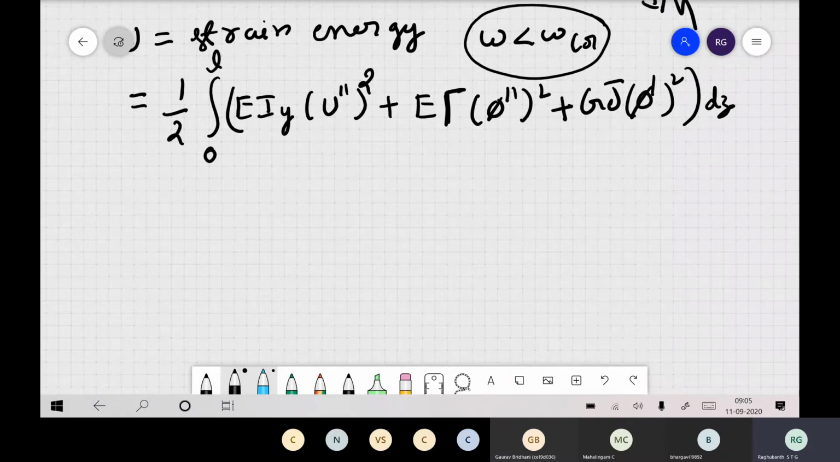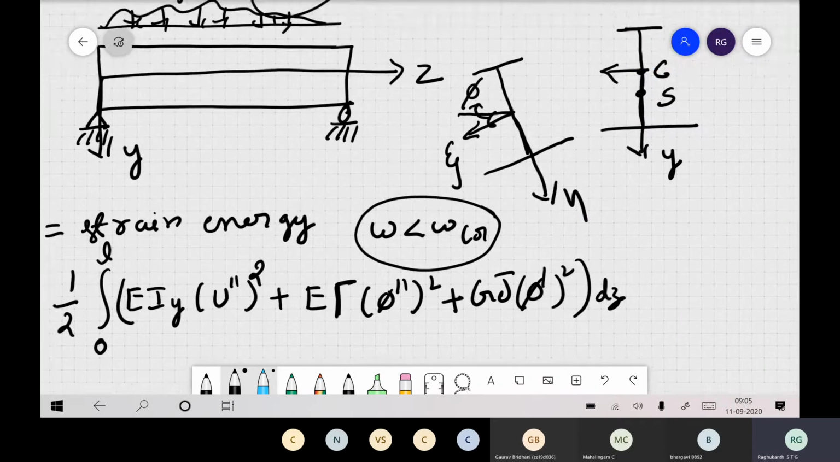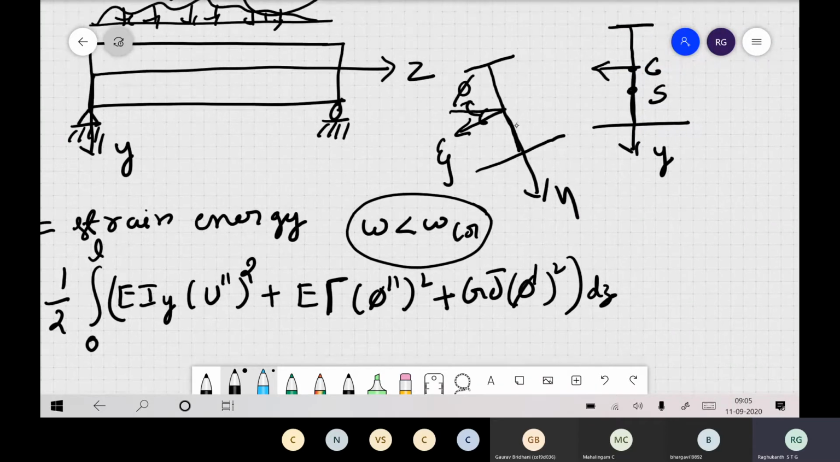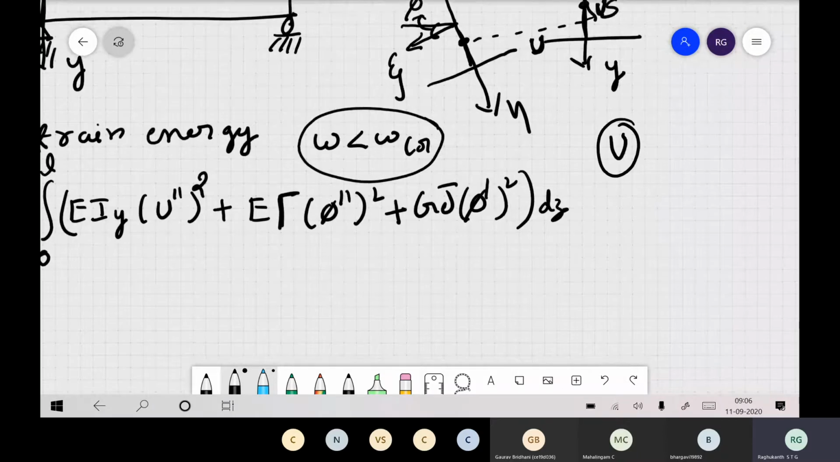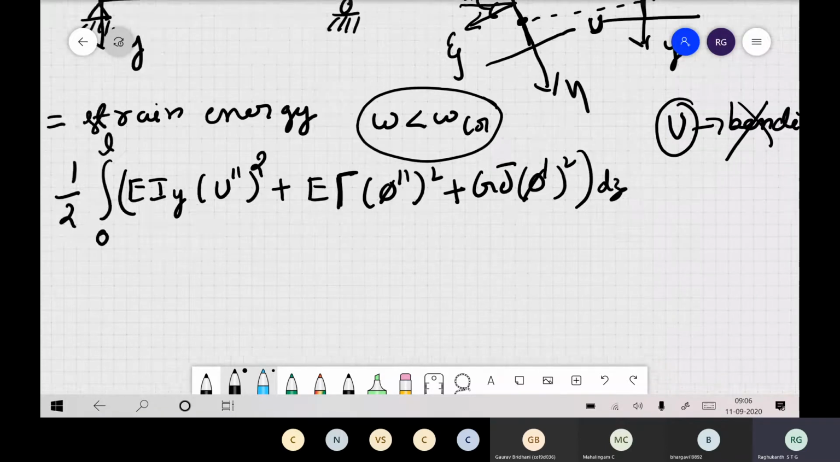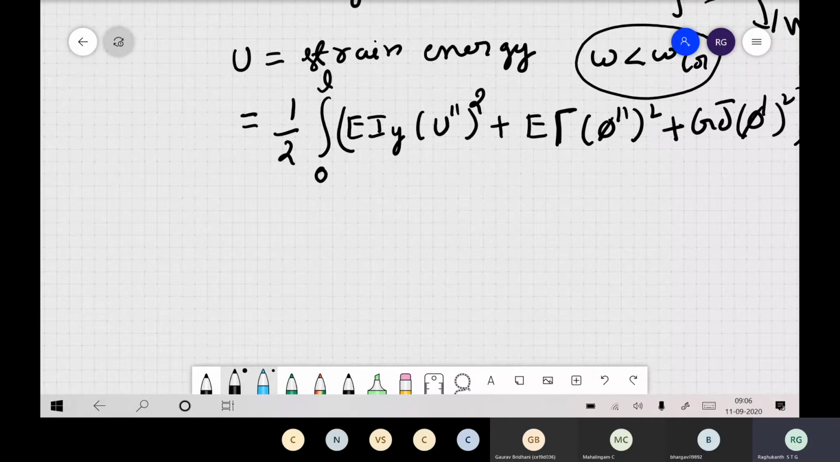And u and v we have already defined. This is our shear center, in this coordinate system. This is u and this is v. u is your lateral deformation, so that's why u comes, but we have ignored v, because it is a bending kind of thing. So this we have ignored. Now this is our strain energy. Now we were trying to calculate the work done by the load.